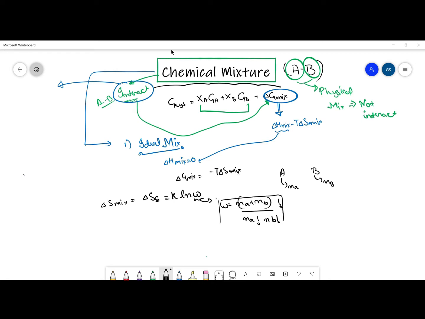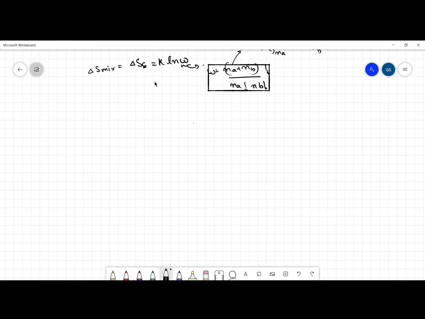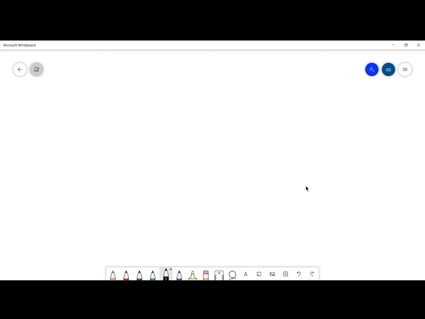Now, this is our omega, but writing things in this way is really clumsy. We need to simplify this. So let's simplify this configurational entropy term. Configurational entropy is K ln of Na plus Nb factorial upon Na factorial Nb factorial.